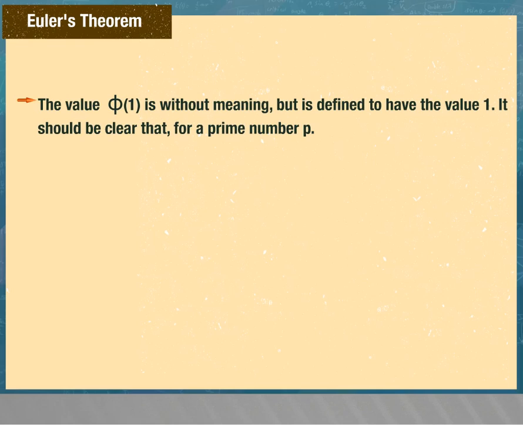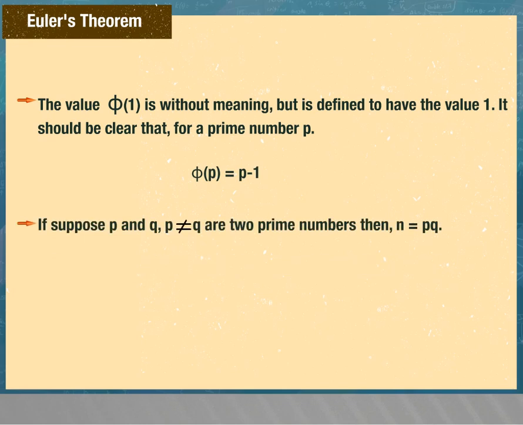The value phi of 1 is without meaning but is defined to have the value 1. It should be clear that for a prime number p, phi of p is equal to p minus 1. Suppose p and q, p not equal to q, are two prime numbers. If n is equal to pq, then phi of n is equal to phi of p into phi of q, which is equal to p minus 1 into q minus 1.